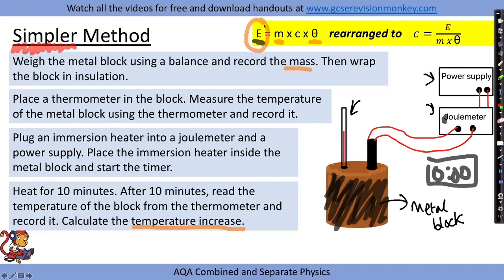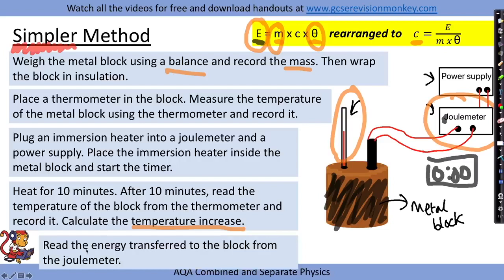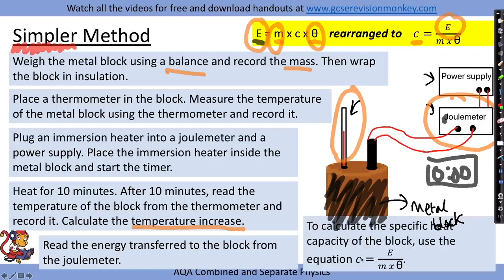We've got the energy from the joule meter, we've got the mass which we've recorded on the balance, and we have our temperature change which we've recorded using the thermometer. So the final thing we need to do is rearrange that equation on our data sheet to make specific heat capacity equals, and that would equal energy divided by mass times temperature change. So to do that, we read the energy transferred to the block from the joule meter. That will give us the E, like we said, and then we put the numbers into our equation. Specific heat capacity equals energy divided by mass times theta.